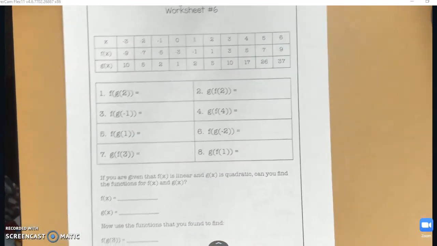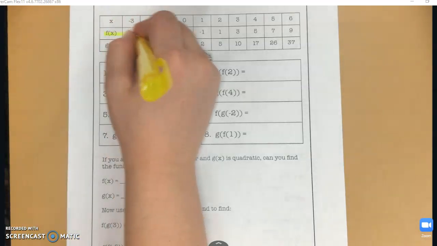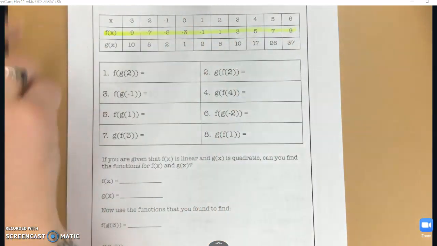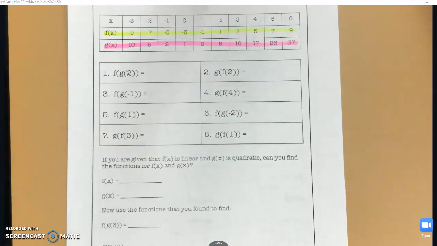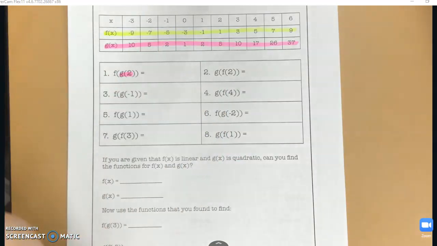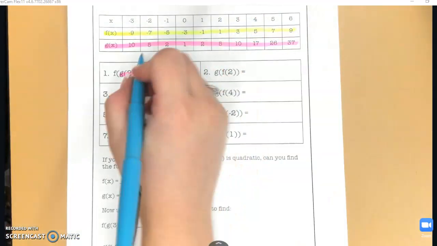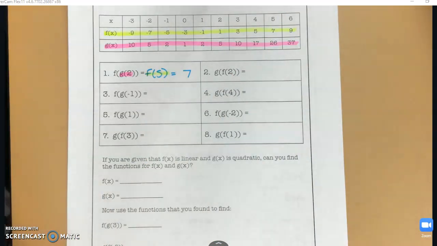Now let's flip over to the back side and look at a table. So this time I'm given a table of values for x. This first row is my x's, so my inputs, and then the next two rows are my outputs, again for both f and g. So starting on number 1, I'm looking at the very inside, g of 2. So on my pink, I'm going to go to where x is 2, and the output is 5. So now I'm looking for f of 5, which is going to be on the yellow row, and that gives me an output of 7.